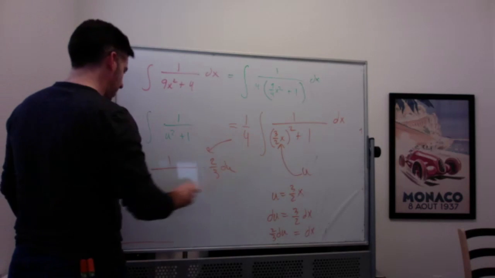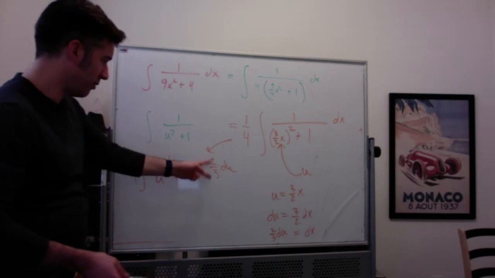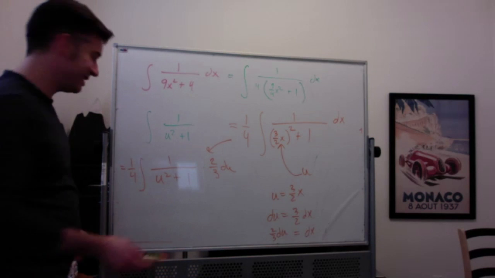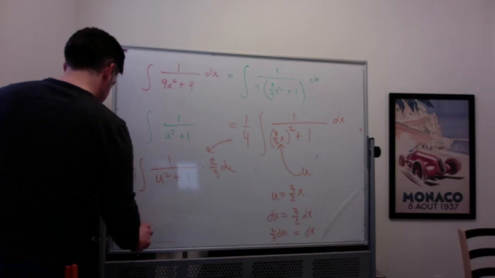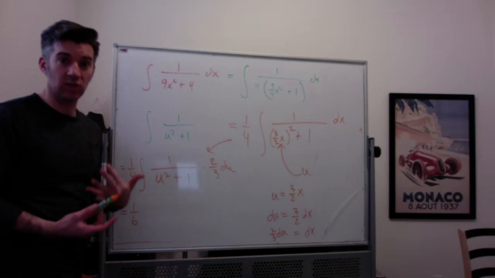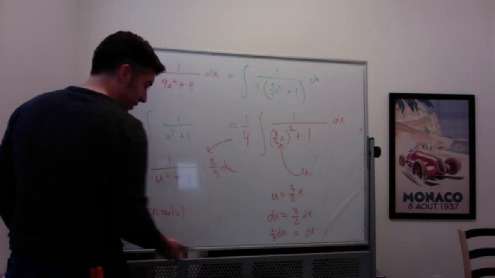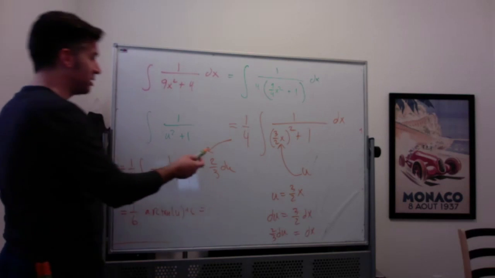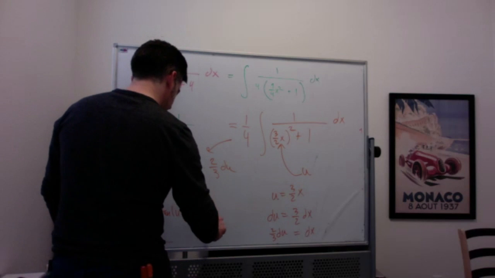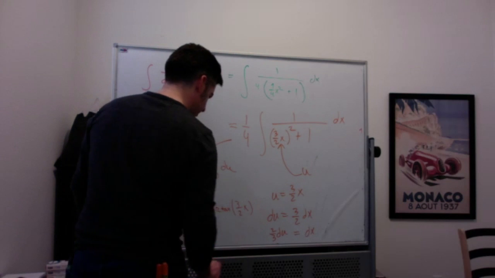And then on the bottom, I have 1 over u squared plus 1. I'm going to do two things. I'm going to bring out the 2/3. 1/4 times 2/3 is 2/12, which is 1/6. This is going to be 1/6. And now the integral of 1 over u squared plus 1 is the arctangent of u plus c. And then replacing u with 3/2 x, I get 1/6 the arctangent of 3/2 x plus c.